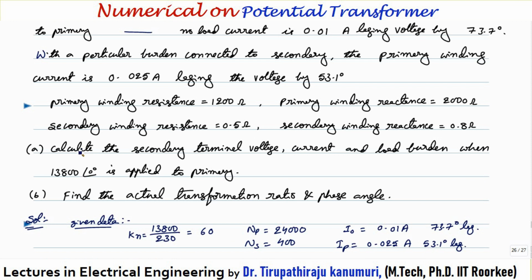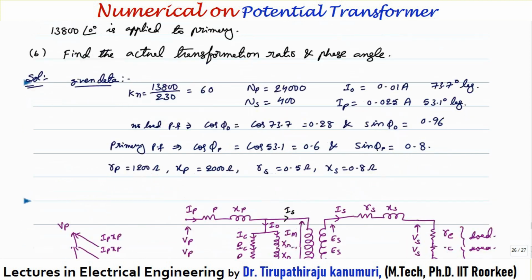It is asked to calculate the secondary terminal voltage, current and load burden when 13,800 at an angle of 0 is applied to the primary. The meaning of this is that we have to take that voltage as my reference phasor. That means taking the input voltage V1 as the reference phasor, calculate all the remaining things. Next, they have asked to find the actual transformation ratio and phase angle.